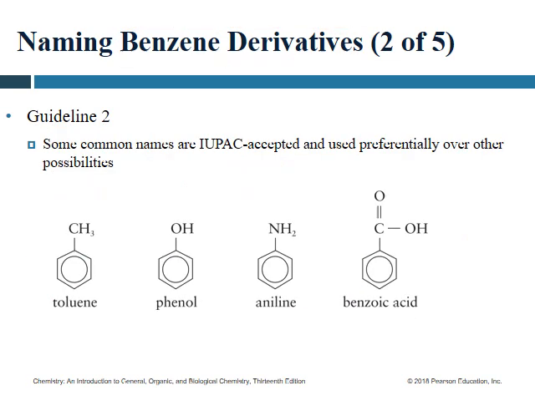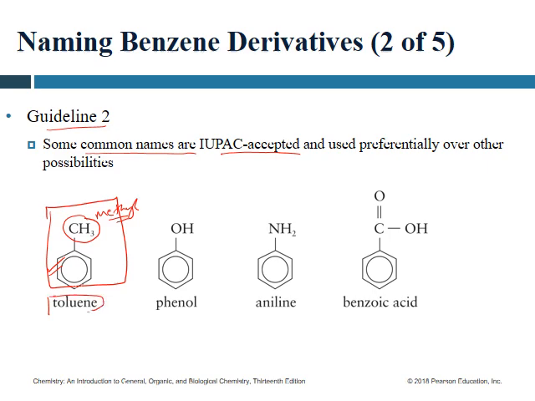Okay. The second rule tells that some of the common names are IUPAC accepted and used preferentially over the other possibilities. That means a couple of benzene compounds are named with common names that can be used as the IUPAC name. So if you have a benzene and on the benzene you have a CH3 group, which is a methyl group, we call that entire compound toluene. Similarly, if you have an OH group on the benzene ring, we call the entire compound phenol. With an NH2 group, aniline.